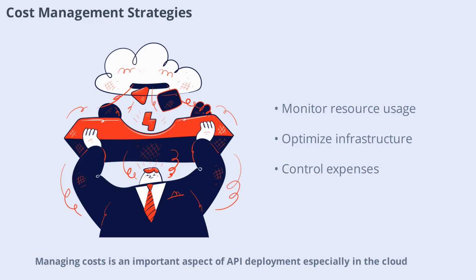Managing costs is an important aspect of API deployment, especially in the cloud. Monitor resource usage, optimize infrastructure, and choose cost-effective deployment options. Implementing auto-scaling and serverless solutions can help you control expenses while maintaining performance.